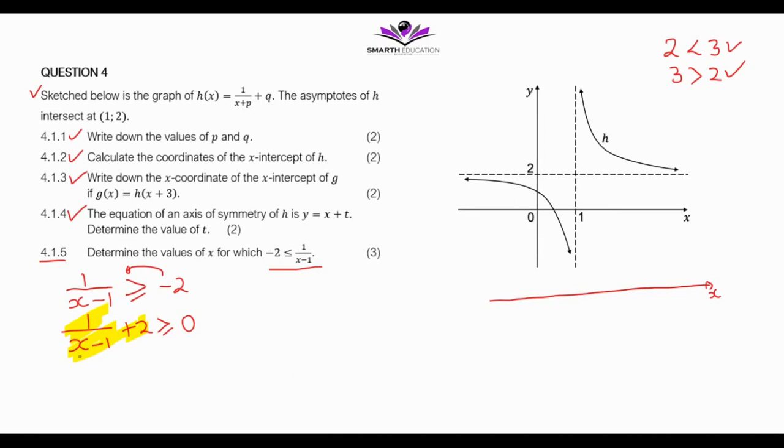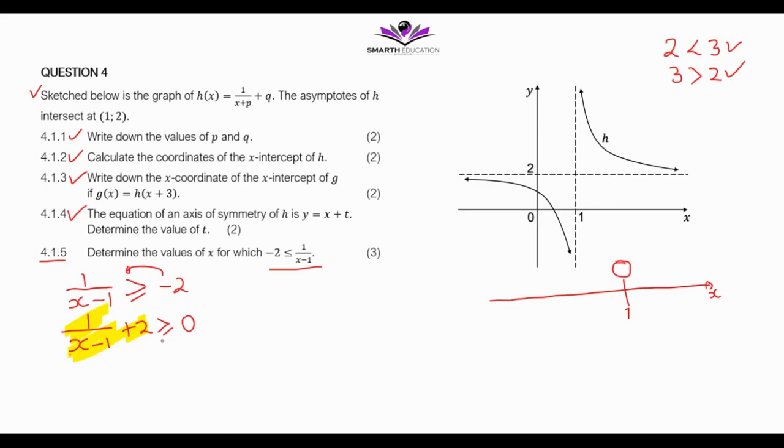We're going to get the critical value from the denominator. So x minus 1. Is it possible for x to be 1? No, it cannot be 1. x cannot be equal to 1 because if x is 1, then it becomes undefined. So that's a critical value. Let's put 1 here, and then we put an open dot because 1 cannot be part of the solution.